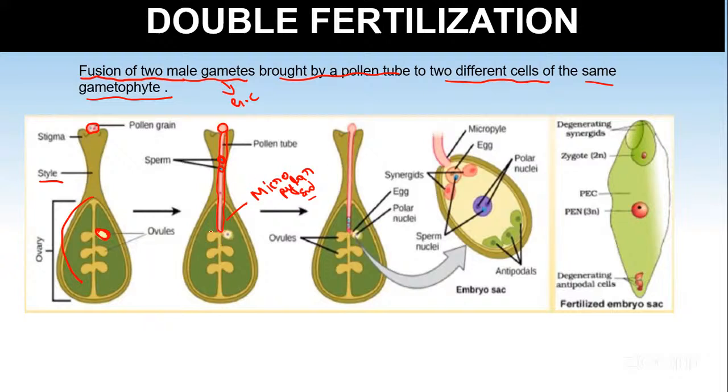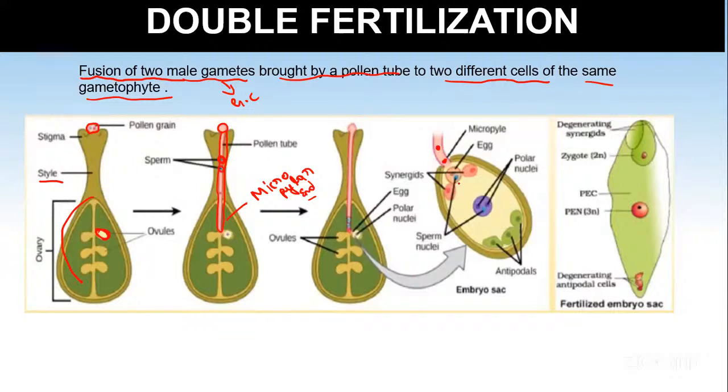Now it is entering the micropylar end, and you can see it has entered the ovule. What will happen now? We will see. In the last class, we discussed it, guys. Who is going to guide the pollen tube entry into the egg? Now this pollen tube is going to enter through the ovule and the nuclei will be there, right? Two male gametes.